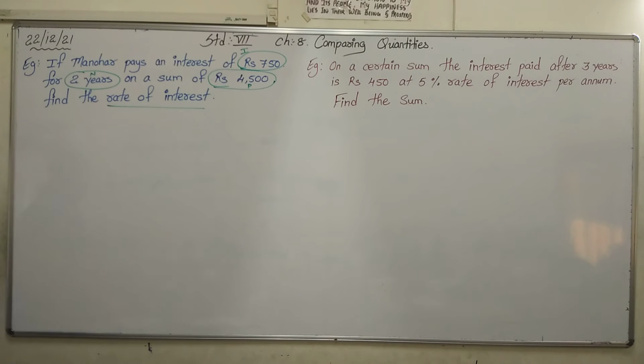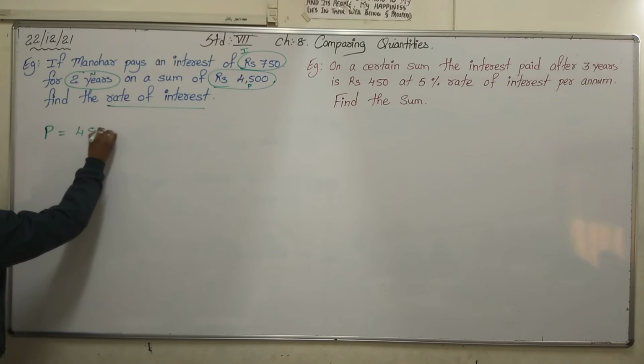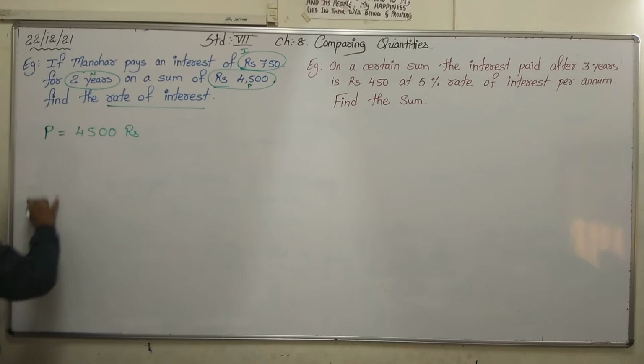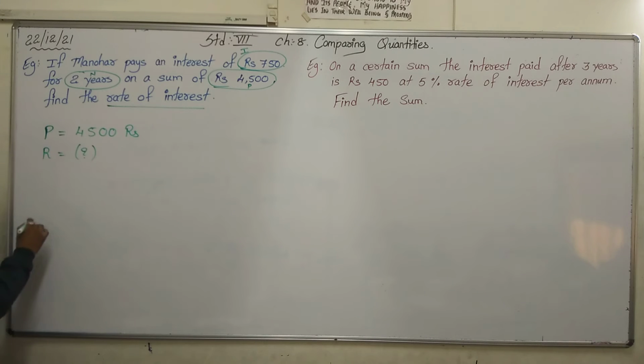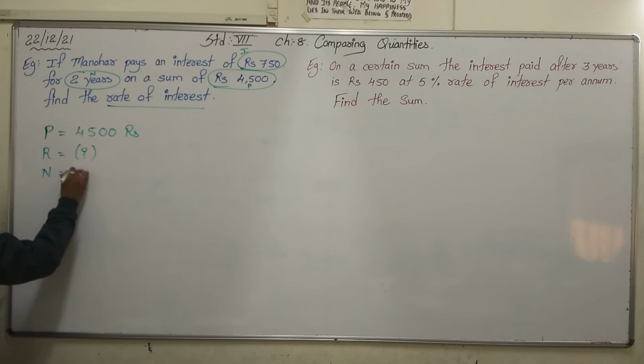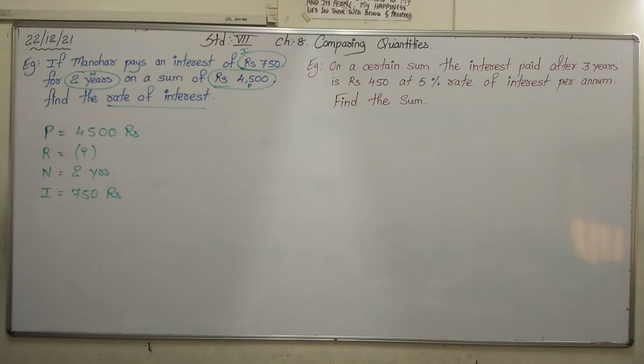What we have to find? We have to find rate of interest, that is R. So here the given thing, principal, that is equal to 4500 rupees. Rate of interest that we have to find. Number of years, that is 2 years, and interest is given to you. Interest is equal to 750 rupees. Now we are very familiar how to find rate of interest. So for that we have already written the formula.